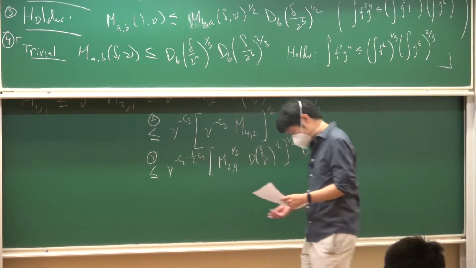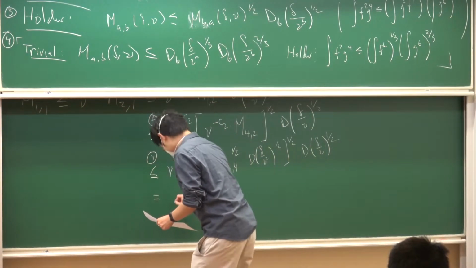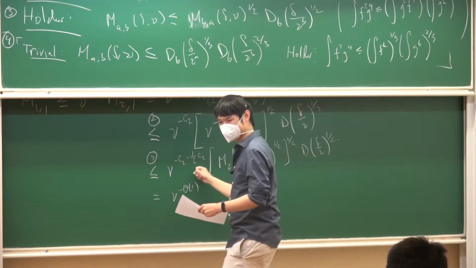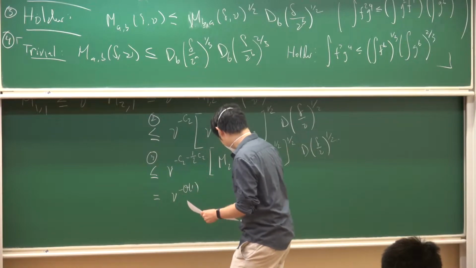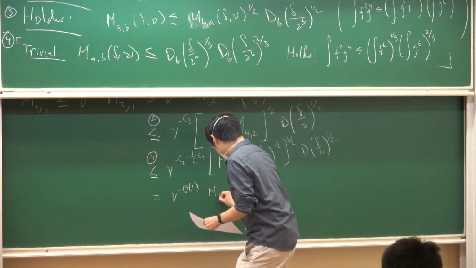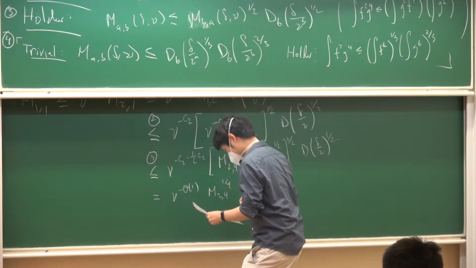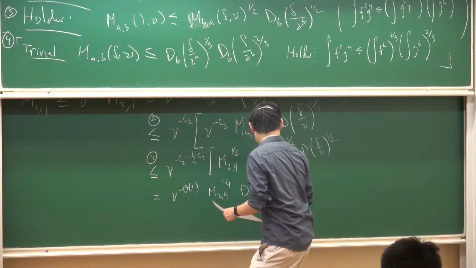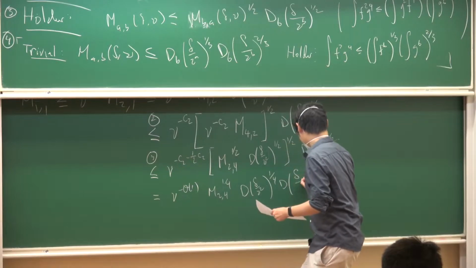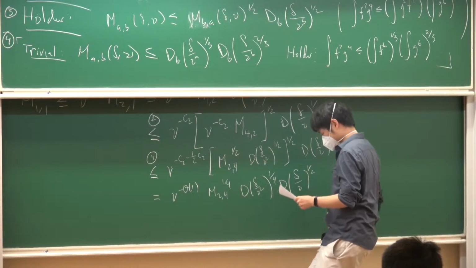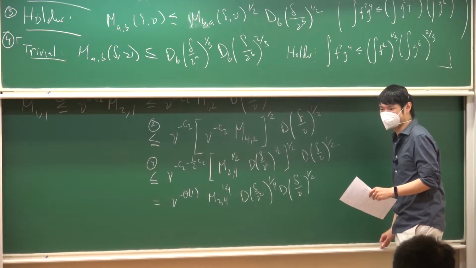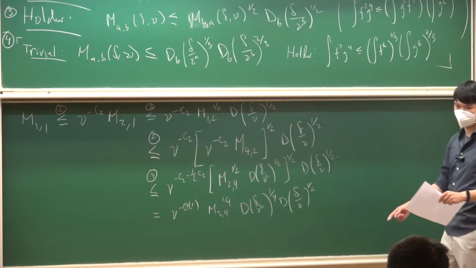Let's rewrite what just happened. I'm going to say nu to the bounded, even though it's clear what this constant is. M24 to the 1/4 D of delta over nu squared to the 1/4 D of delta over nu to the 1/2. Okay, so you've seen at least 2 iterations, and then it should be clear what to do.